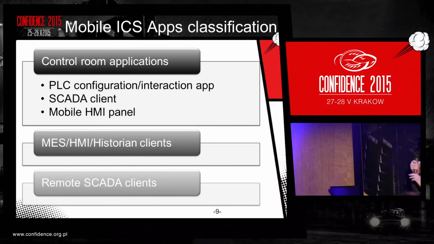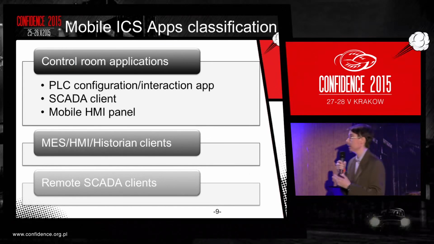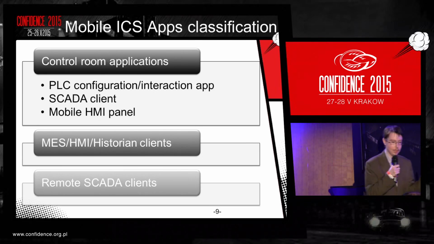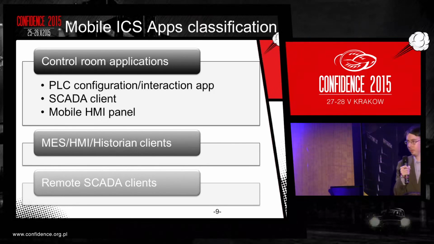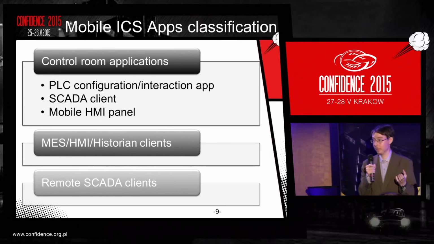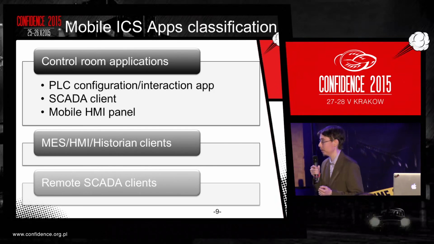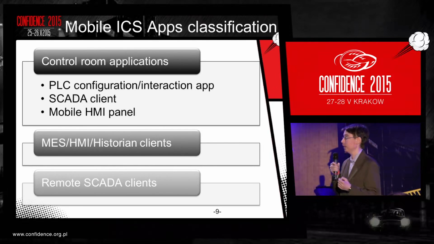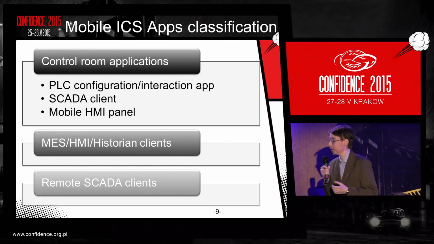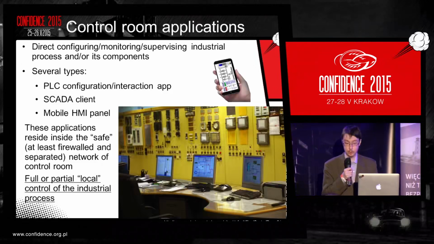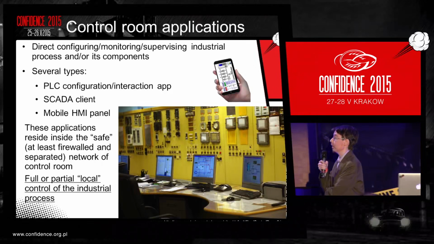In the control room application group, you can see 3 other subgroups. The applications that work with PLCs and do configuration interaction with them. They are a simple replacement for old-fashioned handheld communicators. In previous years, you needed to buy an expensive handheld communicator. Now you just install a cheap mobile application on your tablet. Then SCADA clients and mobile HMI panels. Let's review a bit about every group.